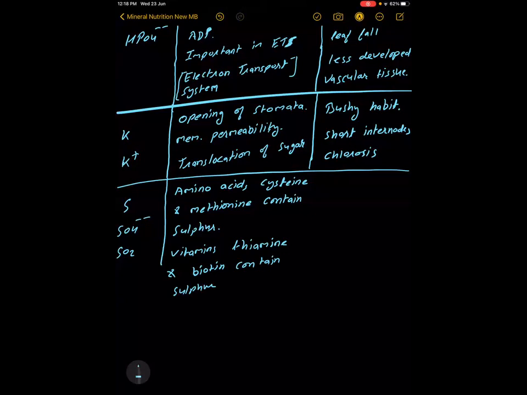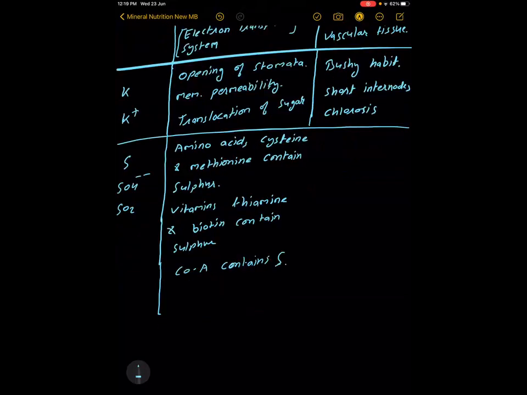Next is the coenzyme. Okay. So coenzyme A contains sulfur. Next, important function of this one is nodule formation.